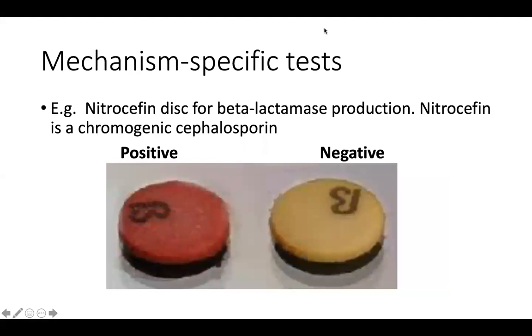Finally, you have the mechanism-specific tests. We looked at some of the mechanisms. The most important is beta-lactamase production. What is used is what we refer to as a nitrocefin disc. Nitrocefin is a chromogenic cephalosporin. What does that mean? When its beta-lactam ring is cleaved, it changes color.